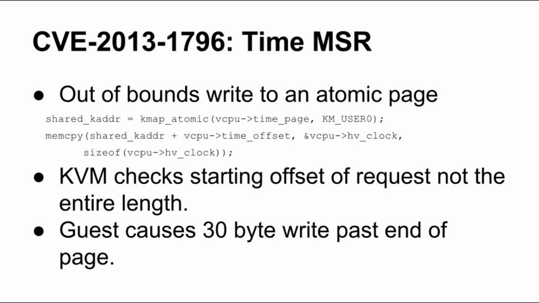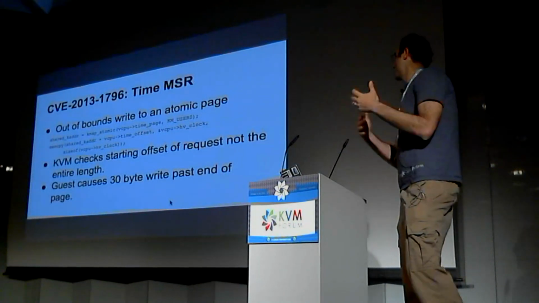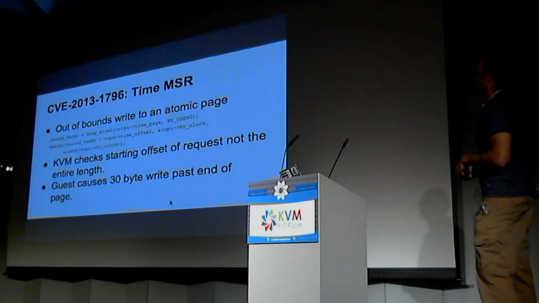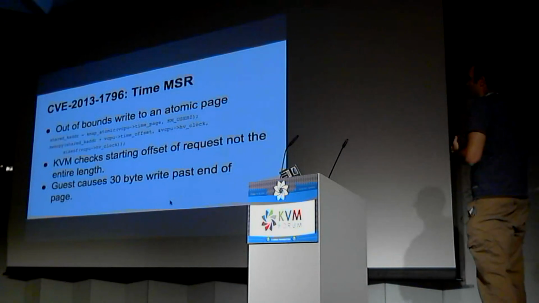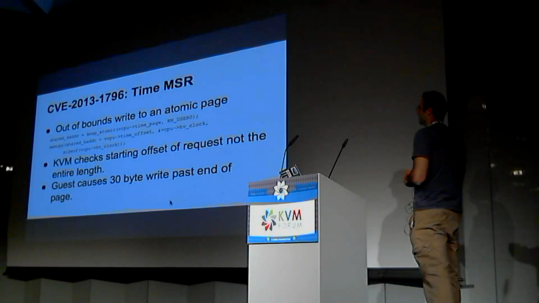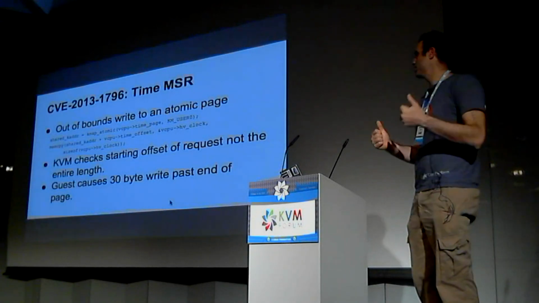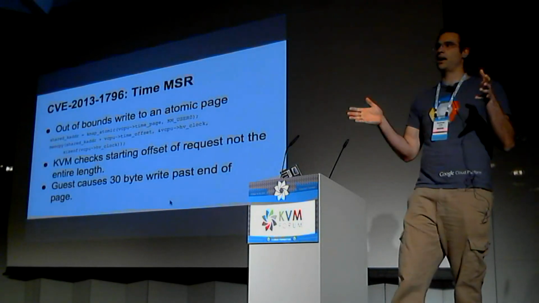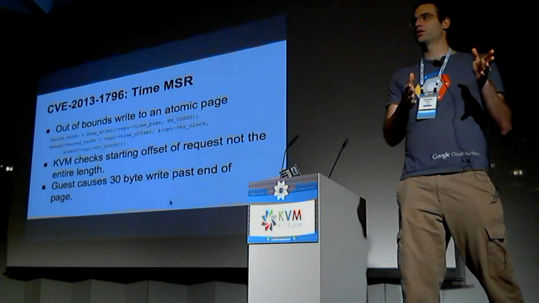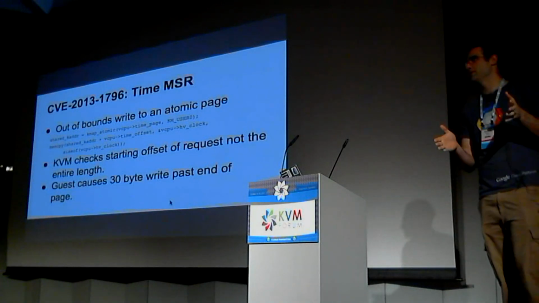So I'm going to talk about where some of the vulnerabilities that we found in the past were, just to introduce where we're going. The first one was in the time emulation MSR. It was an out-of-bounds write to an atomic page. There was a function gfn to page that essentially takes a guest address and converts that into a host virtual address that can be written to.